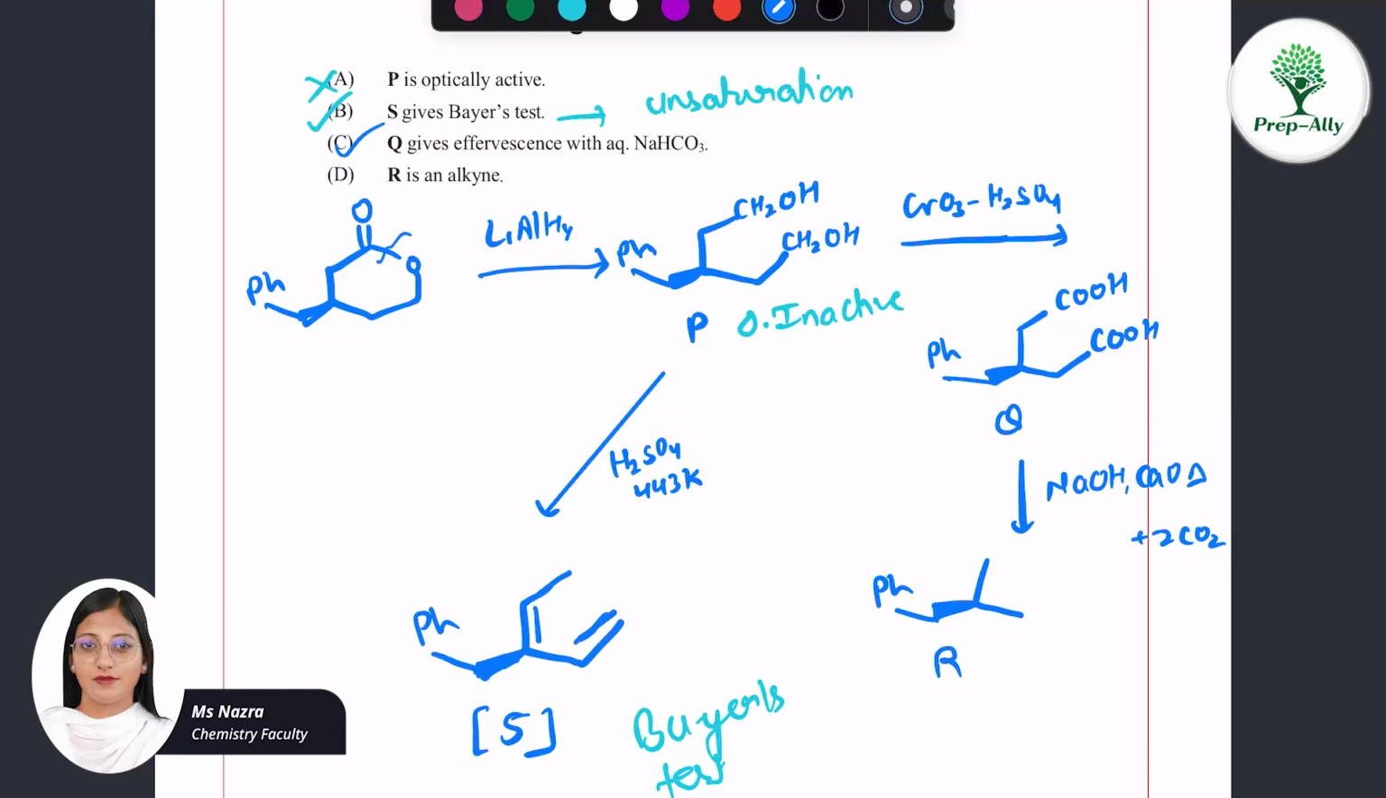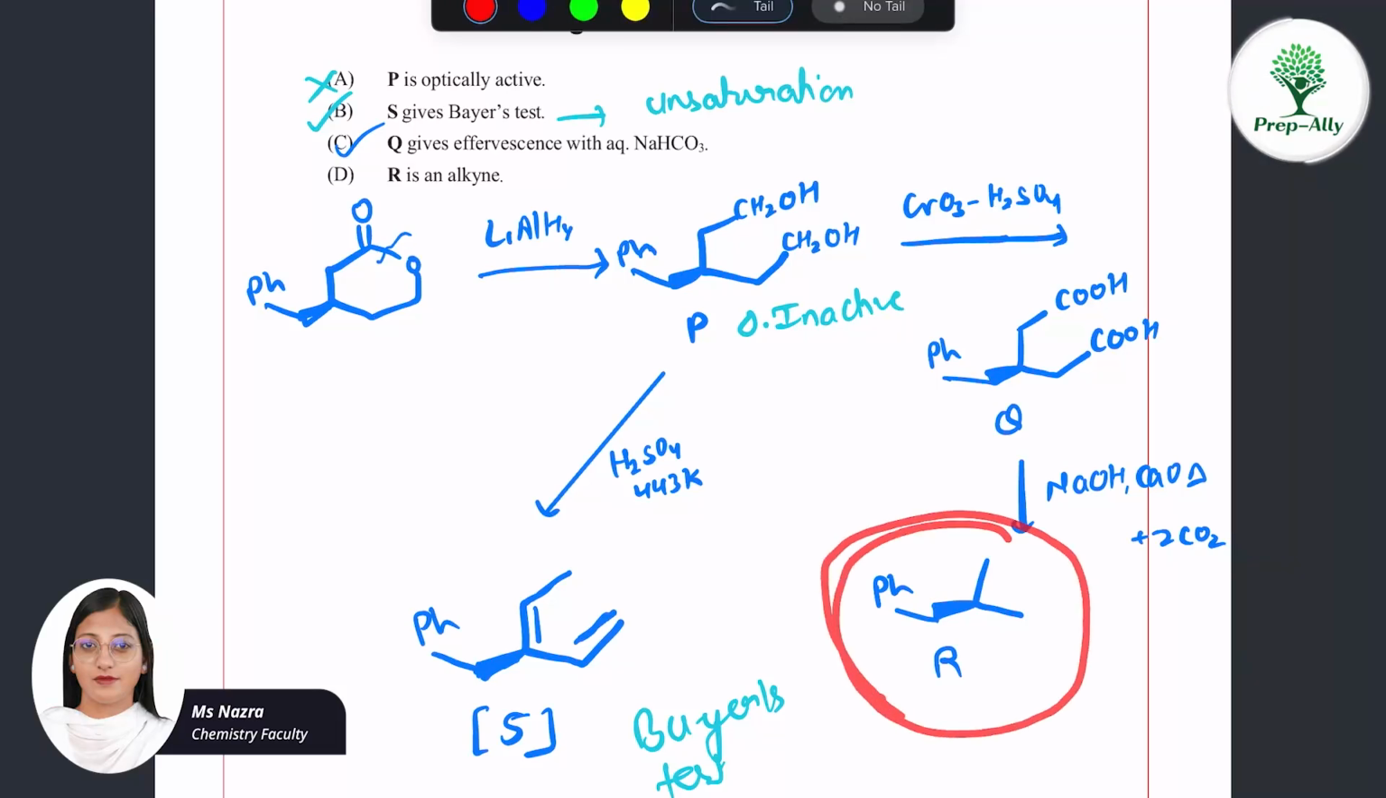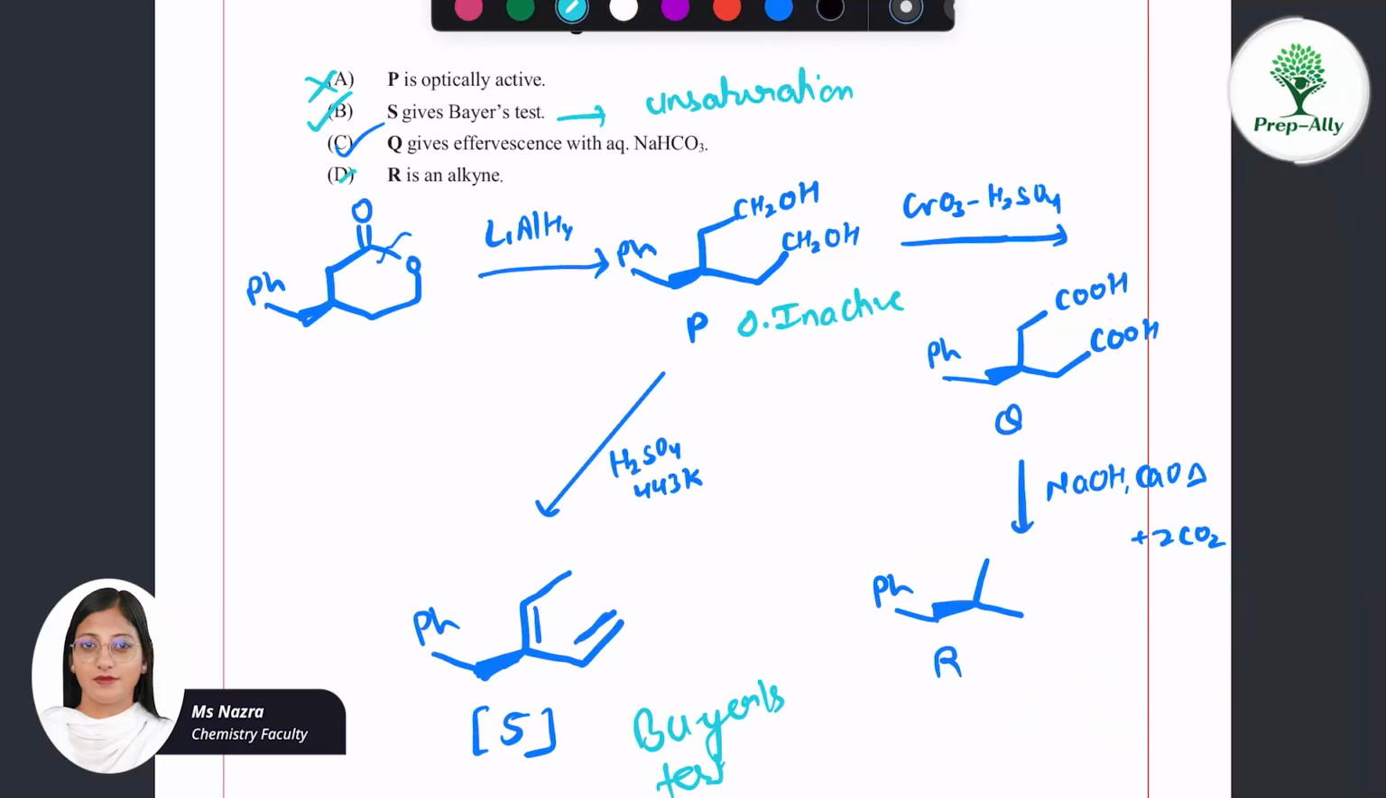R is an alkyne. See, look at R. R can never be the alkyne because we are doing the decarboxylation there. So this option is incorrect. So only options B and C are correct over here.